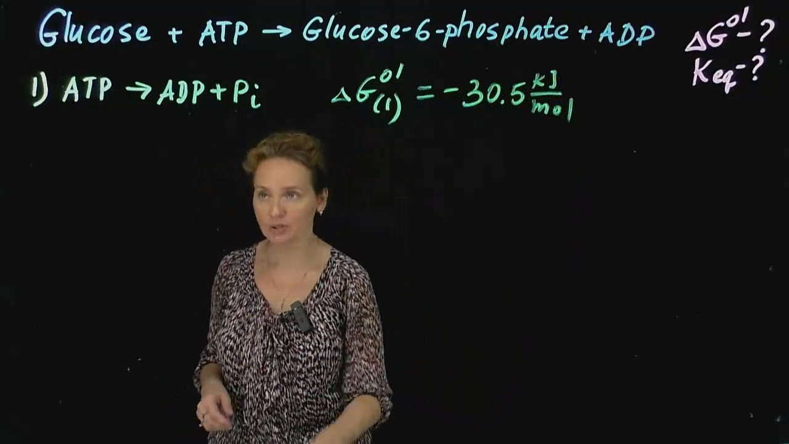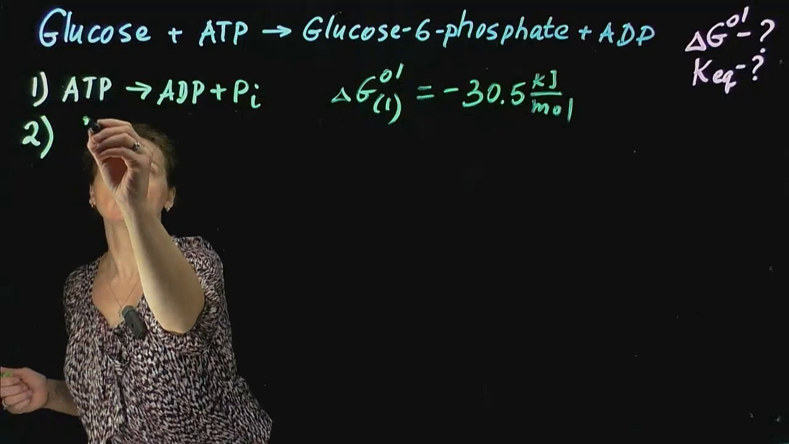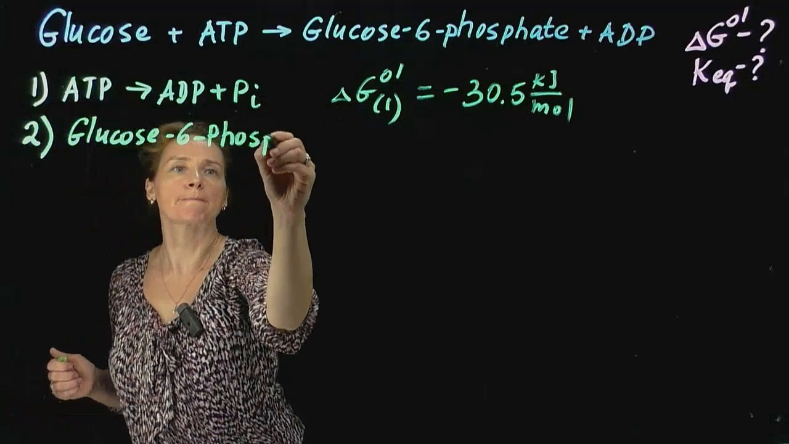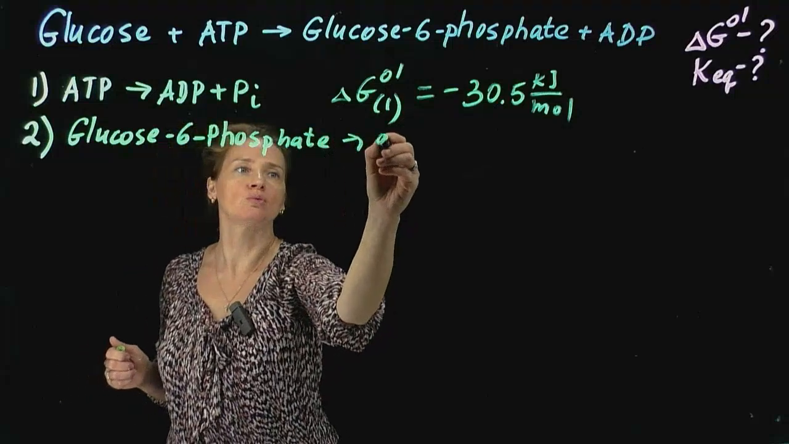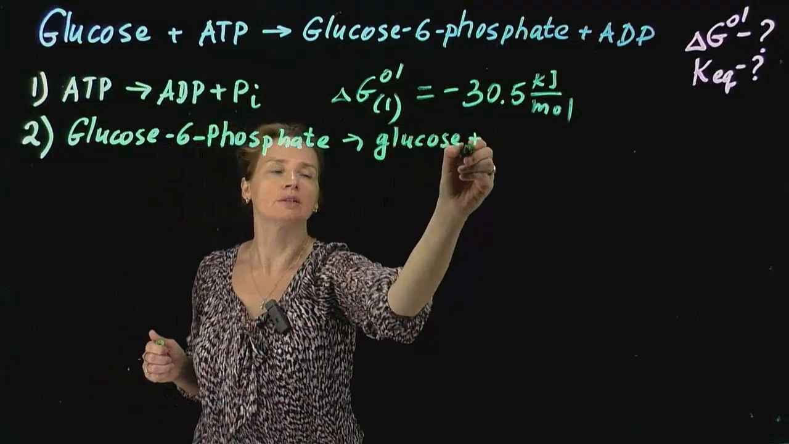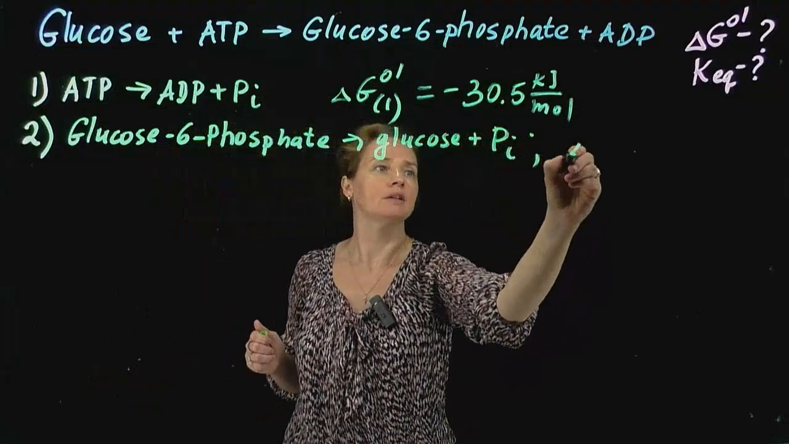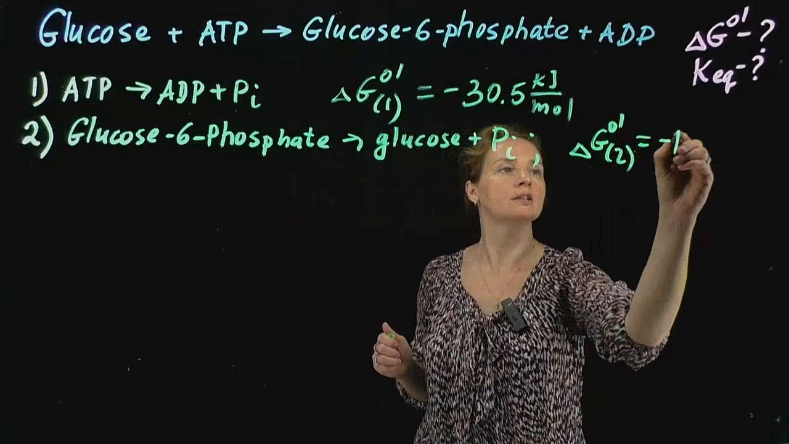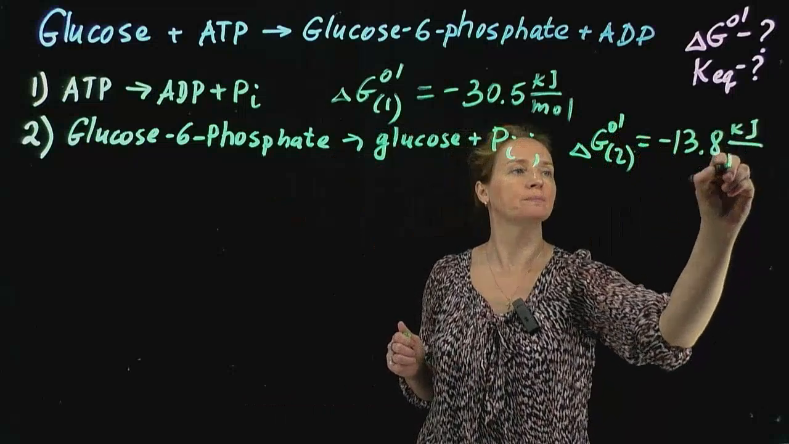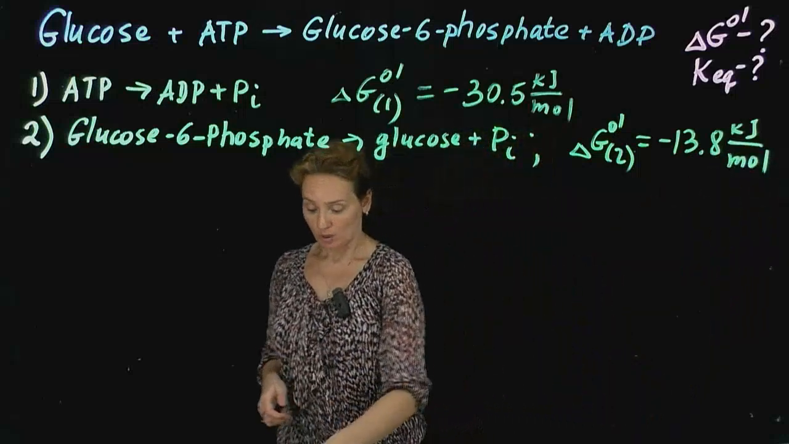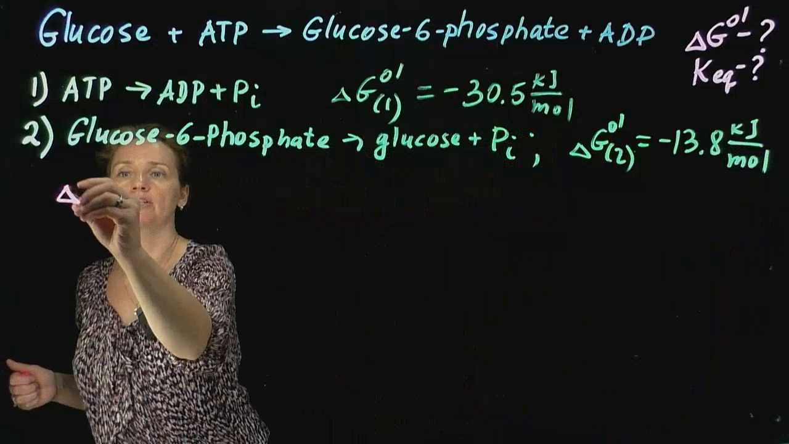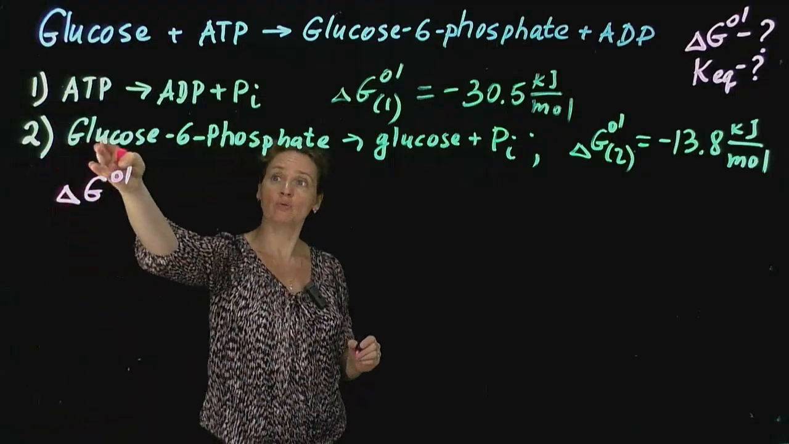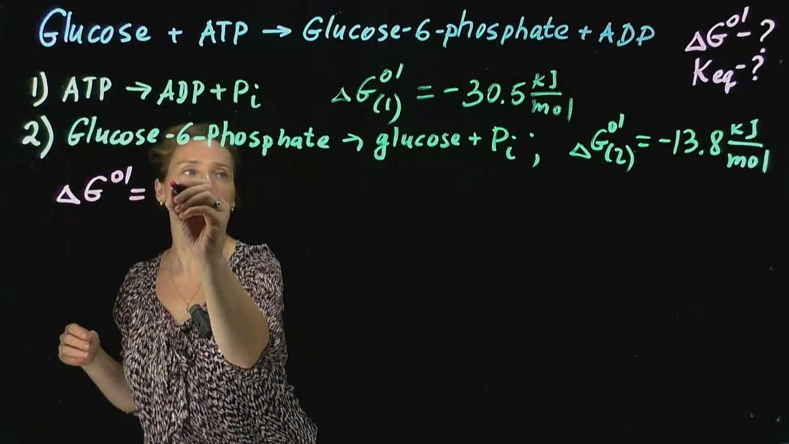And then we have the second reaction, which will be hydrolysis of glucose 6-phosphate into glucose and inorganic phosphate. And the free energy change for this reaction, again, is tabulated. It is equal to minus 13.8 kilojoule per mole. So for the original reaction, delta G can be made of the delta G for ATP hydrolysis.